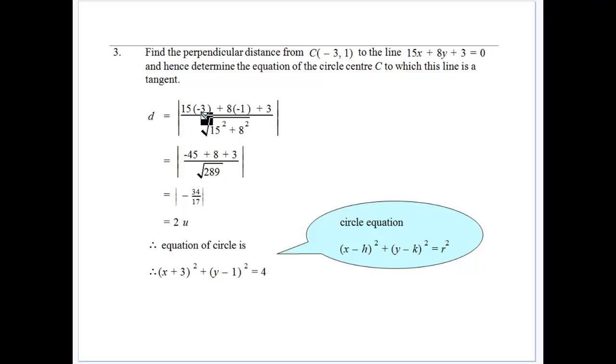Let's find the perpendicular distance. So we've got the point C to that line, so we've done our substitution, done our calculations, and it's come down nicely to 2 units. So even though it was minus, we took the absolute value, so we got the positive.